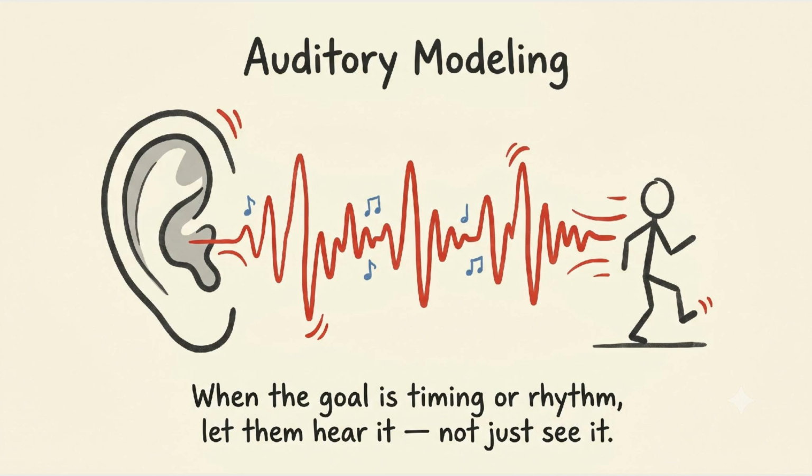Now a form of demonstration we forget about because we're so visual: auditory modeling. For some skills, the goal isn't a shape in space, it's a timing, a rhythm, a beat. And for those, letting the learner hear the pattern can work better than letting them see it. Duty, Bird, and Ross had people learn a movement with a precise target time of about 2 seconds. The group that heard the audio of a skilled performance hit the timing more accurately than the group that watched a silent video.